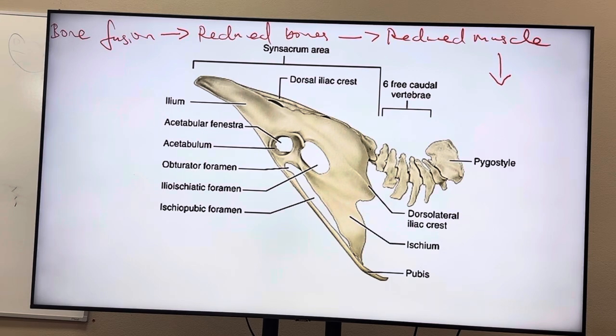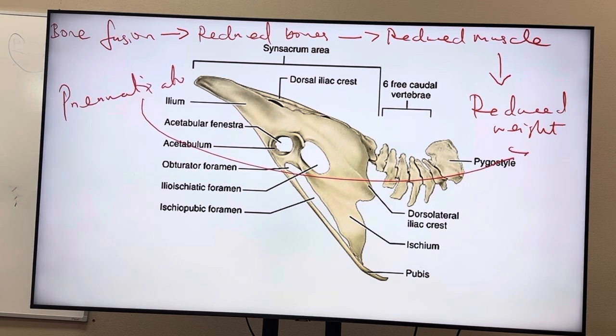So on muscle, there's no space for me to attach, so I don't necessarily need to appear here. And this in turn means reduced weight. And if you look at pneumatization on the other side, this also contributes to a reduction in weight. So if you are asked to highlight those structures or features that contribute to reduction in body weight, all these come in.